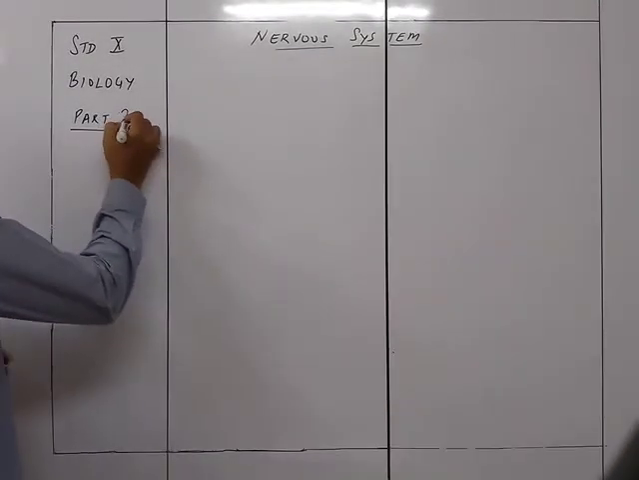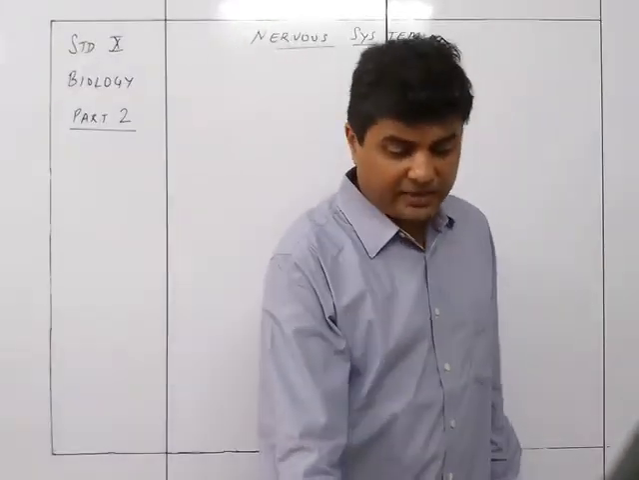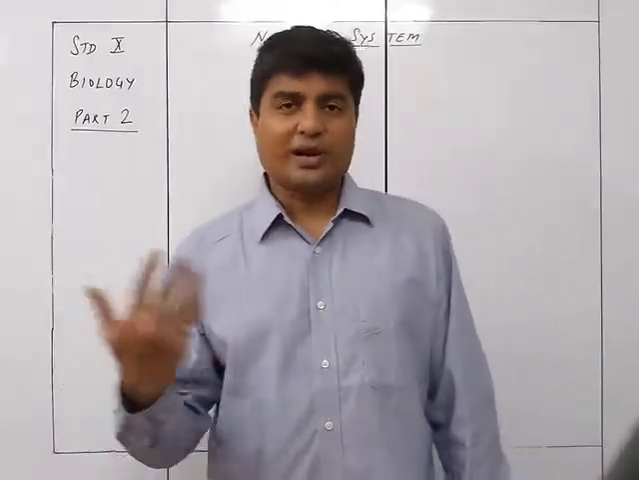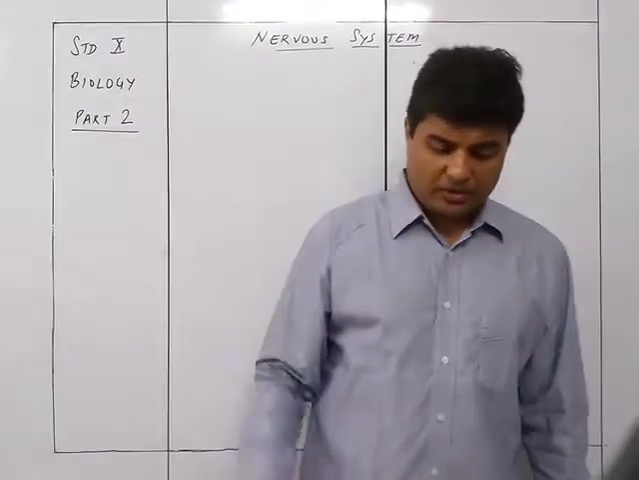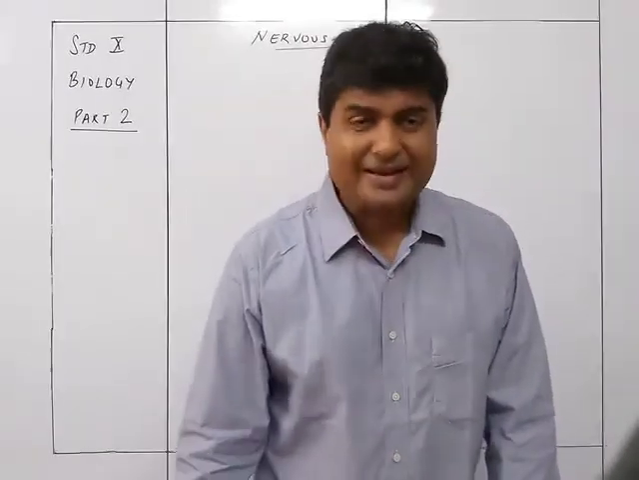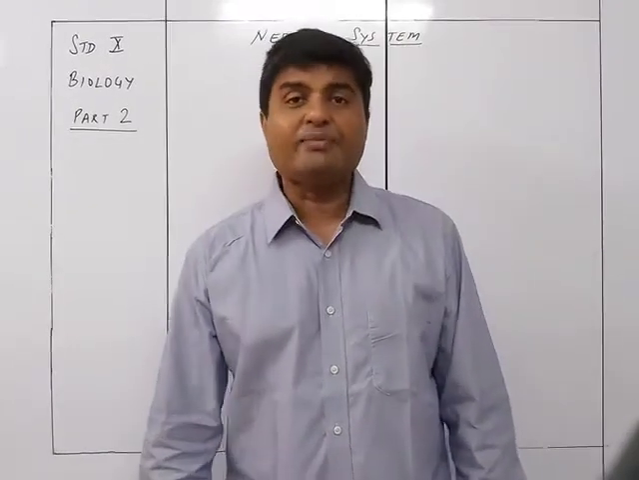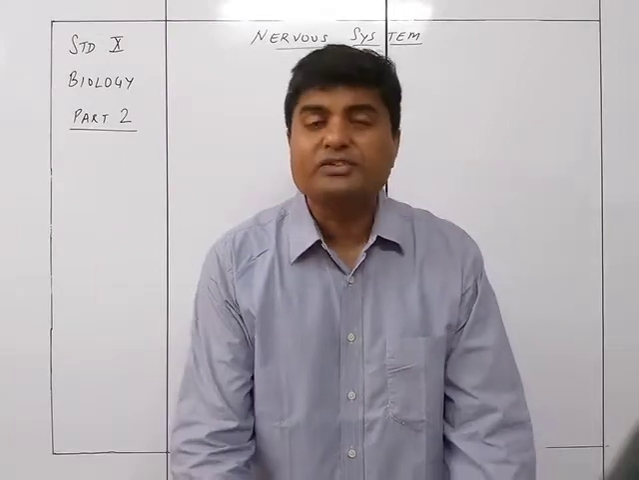Okay, so now we continue. We just saw how the synapse takes place and how the neuron impulse is going to travel from one axon to another dendrite, or dendrite to axon. So that was using the synapse and using the sodium pump. Now we see the types of neurons. There are three kinds of neurons.